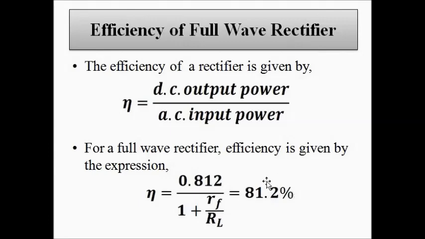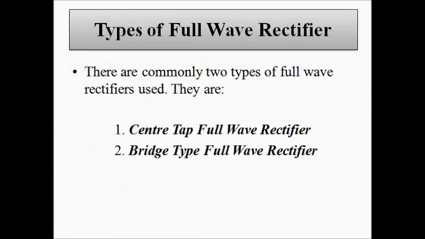Now please take note that the efficiency of the full wave rectifier is exactly twice that of the half wave rectifier. For the half wave rectifier, the efficiency was 40.6%. So for the full wave rectifier, it is exactly double, twice that of the half wave rectifier, 81.2%.